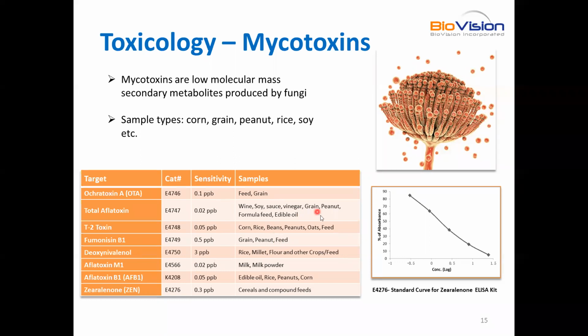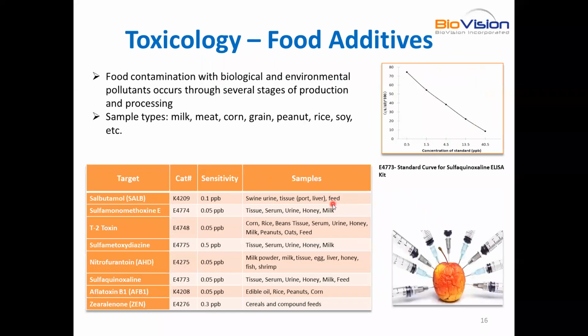Next in this toxicology ELISA kit category are the ELISA kits for the detection of food additives in the sample. As we all know, food contamination with biological and environmental pollutants can occur through several stages of food production and processing.